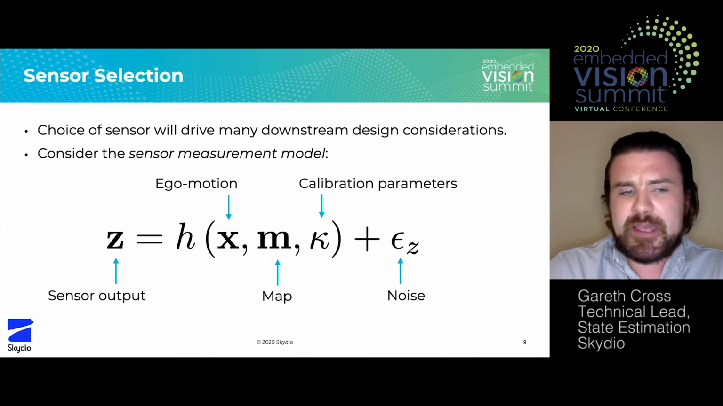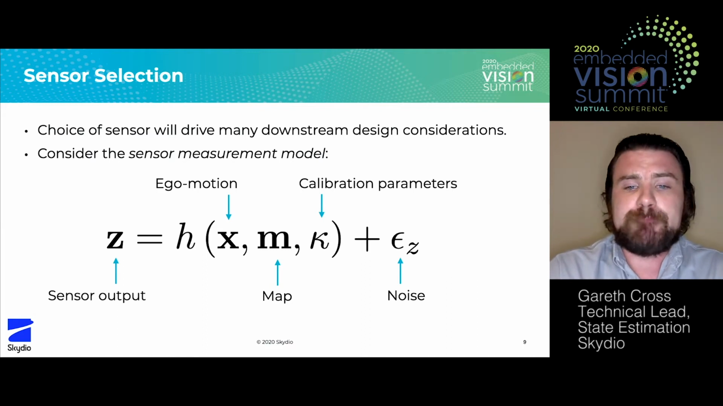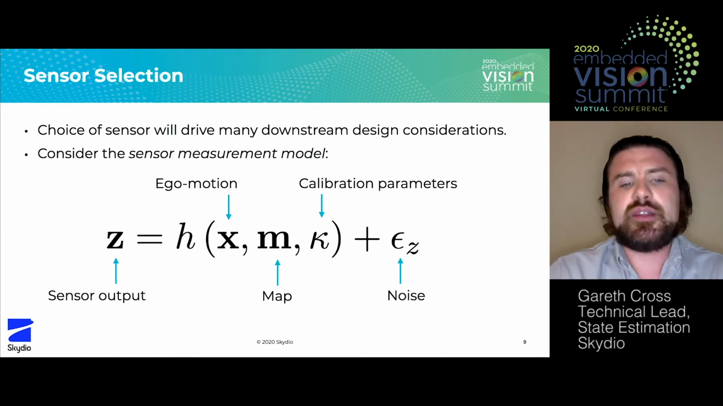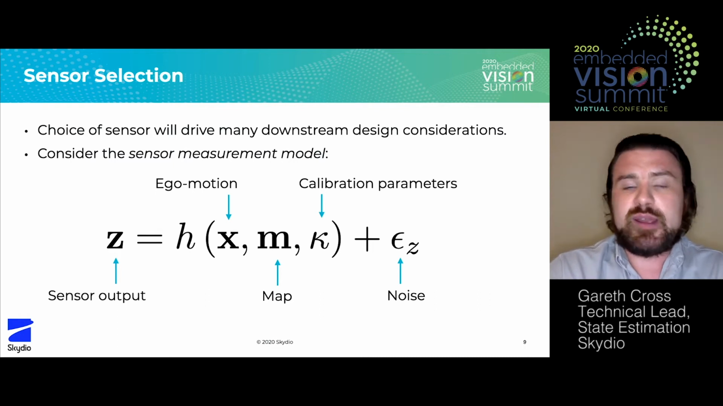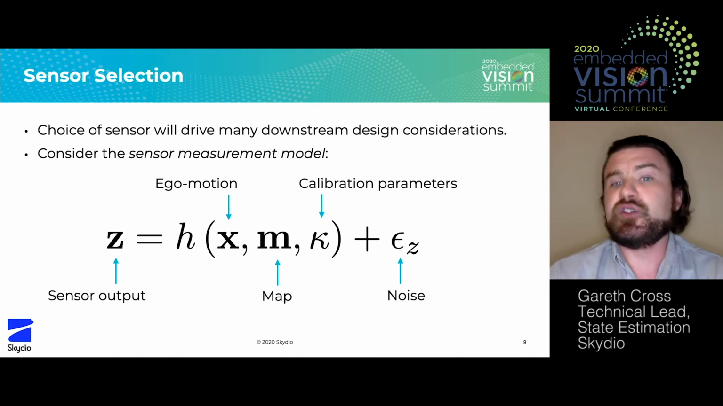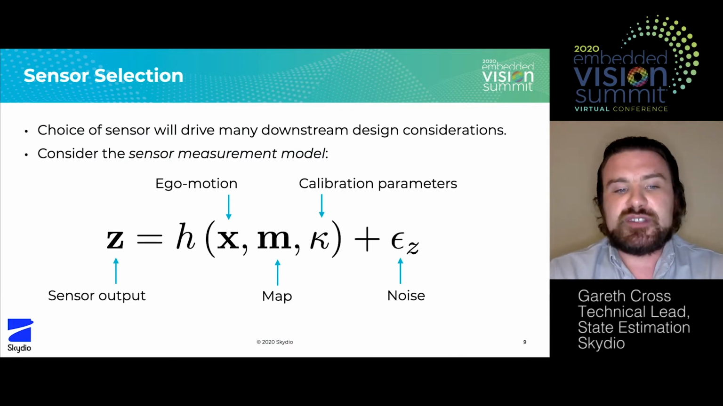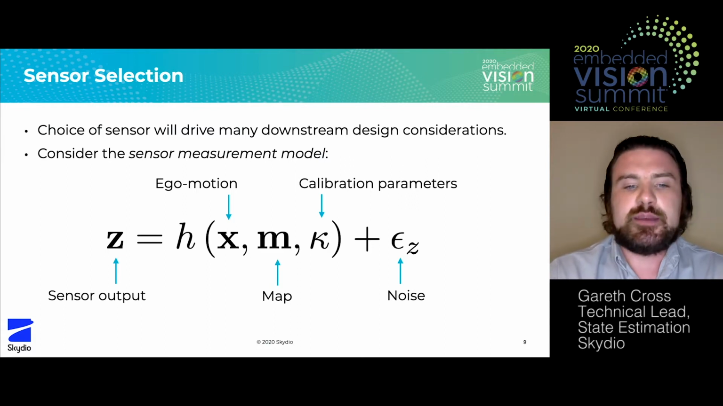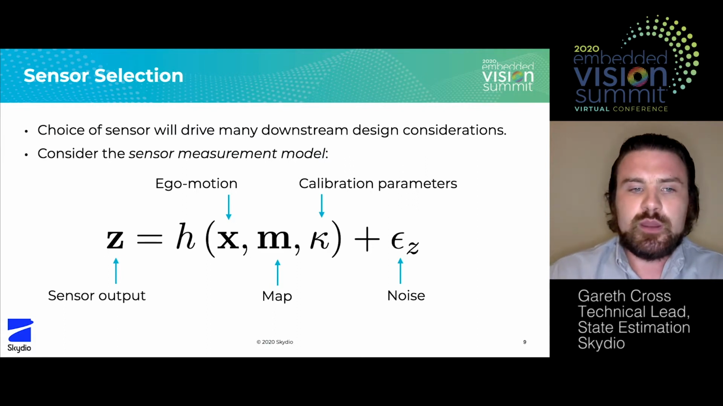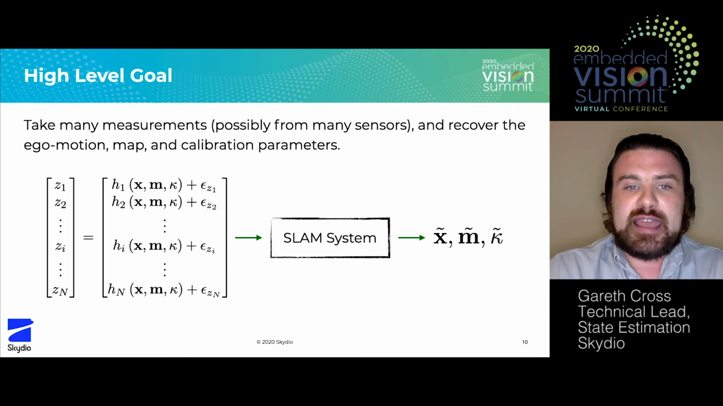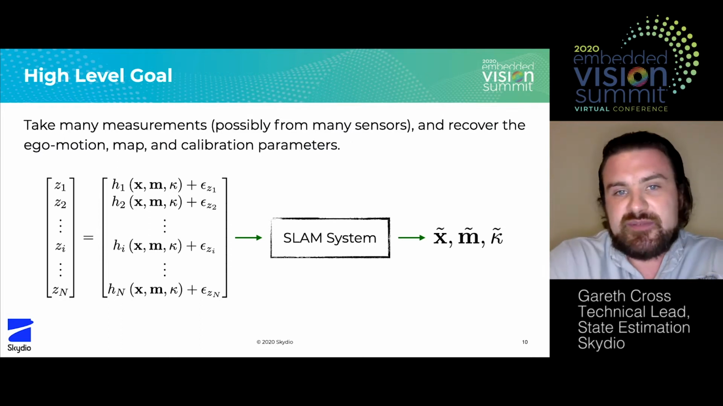So in very, very simple cases, this function h might be trivially invertible, and you can invert it and give the inverted function the sensor output and recover the parameters that you care about, but that's usually not going to be the case. Usually you're going to have a bunch of different sensor models for different measurements, and they will comprise a nonlinear set of equations, and you need to solve that nonlinear set of equations in order to recover some parameters. And that's effectively what the SLAM system is typically doing.